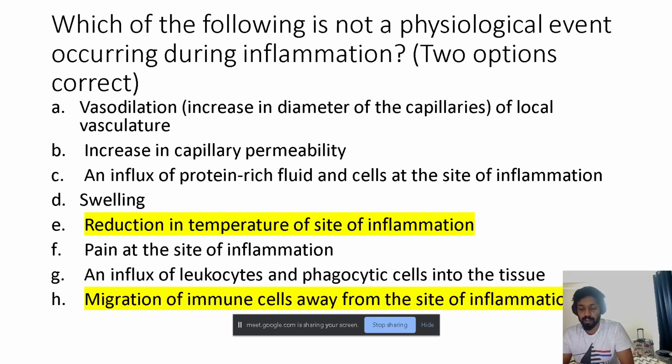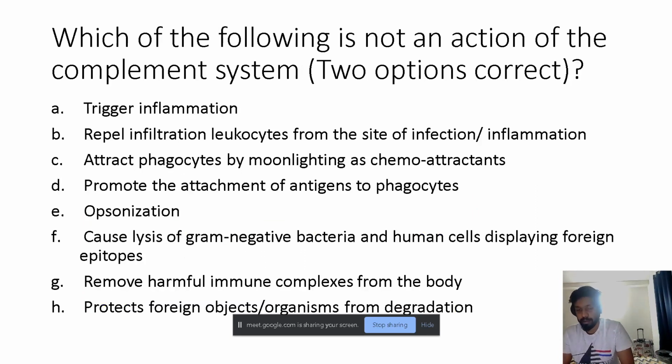So there is no reduction in temperature at the site of inflammation, and there is no migration of immune cells away from the site of inflammation. In fact, the migration happens towards the site of inflammation, and there is a slight increase in the temperature. Oh, thank you, sir.